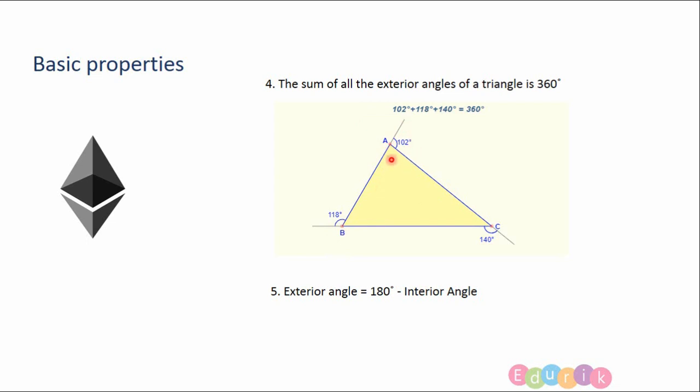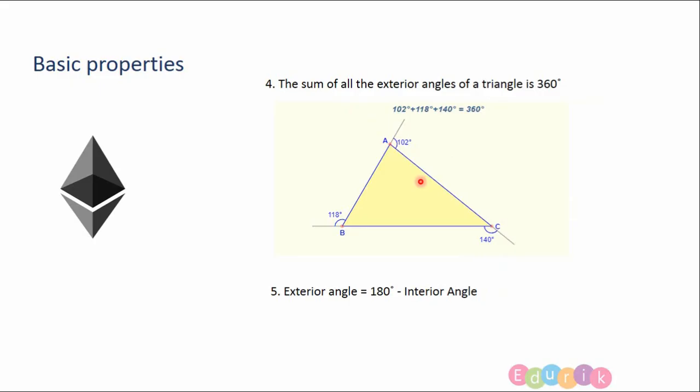The first one was that the sum of interior angles is always 180 degrees. Second property is that the sum of lengths of any two sides of a triangle is always greater than the third side. The third property was that the exterior angle is equal to the sum of two opposite interior angles. And the fourth property is that the sum of all exterior angles is 360 degrees.